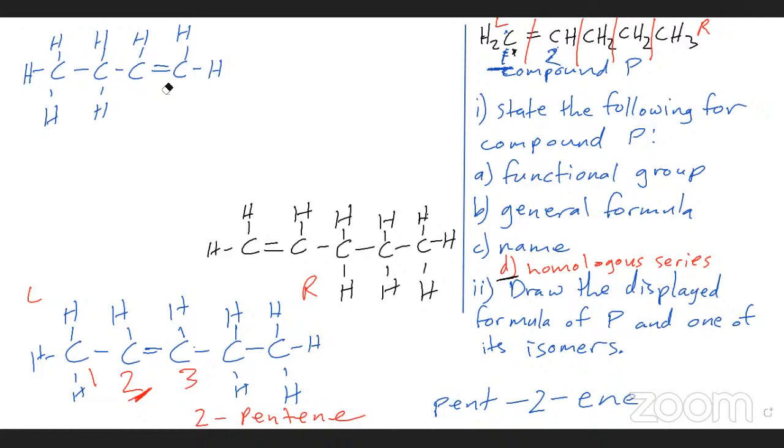All right, what would be the name of this alkene? 1-butene. That's correct. So in this example, the double bond is closer to this end. So this is carbon 1 and this is carbon 2. Again, we assign it the lower number. So it is 1-butene. The last part of the question has asked us to draw the displayed formula, which we did. And then it asked for one of its isomers.